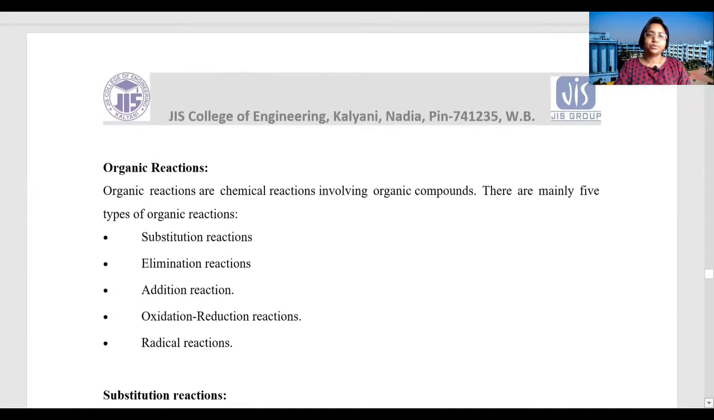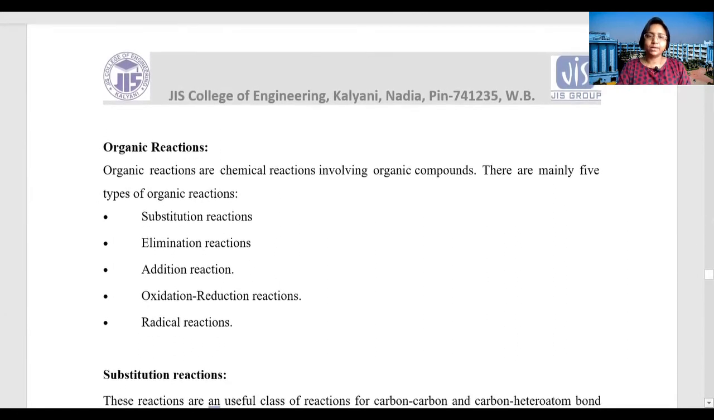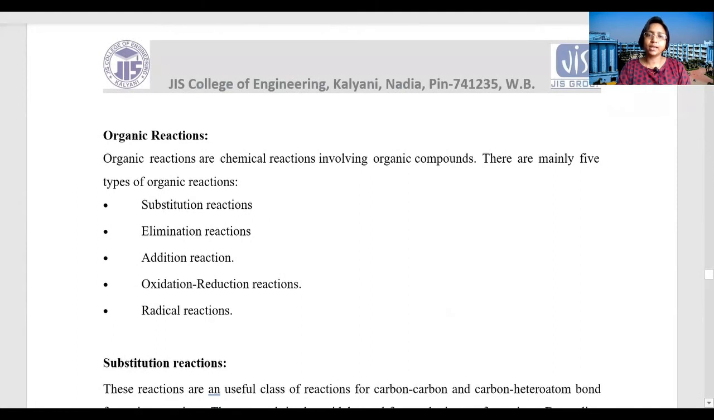So now I am going to start the organic reactions part. Organic reactions are chemical reactions involving organic compounds. There are mainly 5 types of organic reactions: the substitution reaction, elimination reaction, addition reaction, oxidation reduction reaction, and radical reaction. So today you will learn about the substitution reaction.